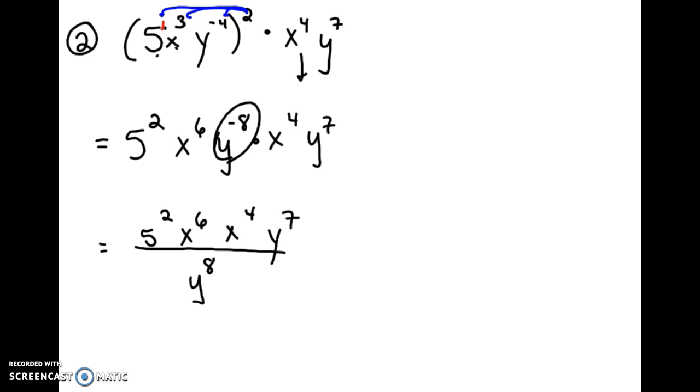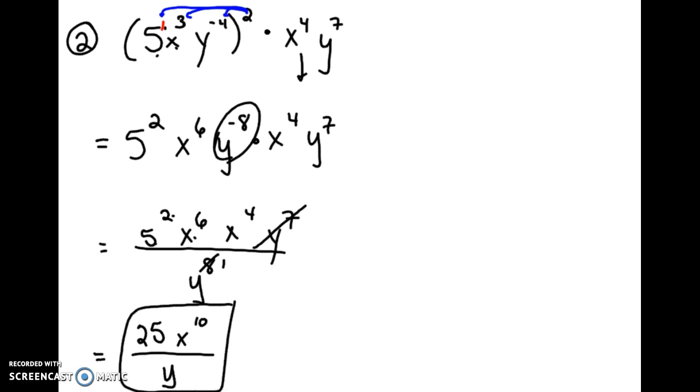y to the 7th. Now there are other ways to do this. This is just how I chose to do it. Up top, 5 squared is 25. X to the 6th times x to the 4th is going to be x to the 10th. And we have y to the 7th on top, which is going to cancel with all but one of the y's in the denominator. And that will be our answer.